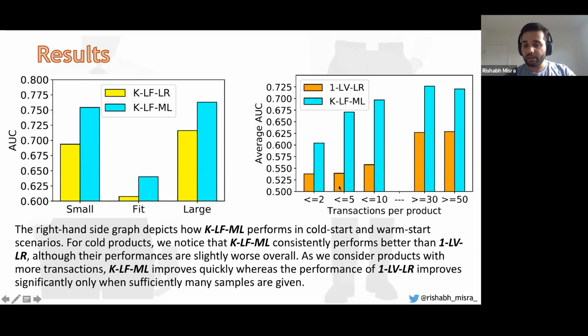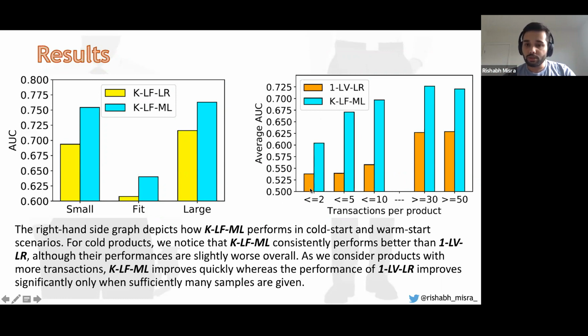Then in the second graph, we try to see performance on products which had less than 2 transactions, or less than 5 transactions, or less than or equal to 10 transactions, or which had many transactions. We performed classification on only those data points, and we compare our method with the baseline method from the Amazon paper.